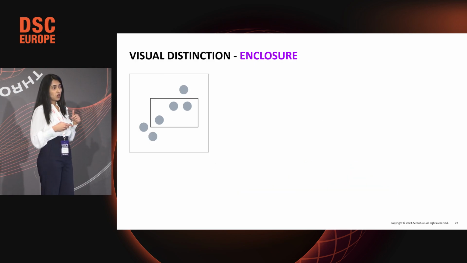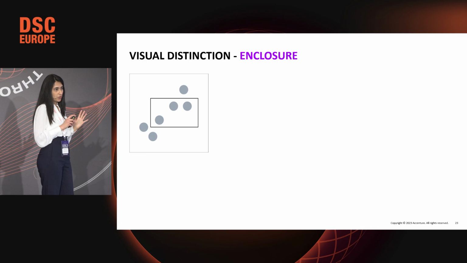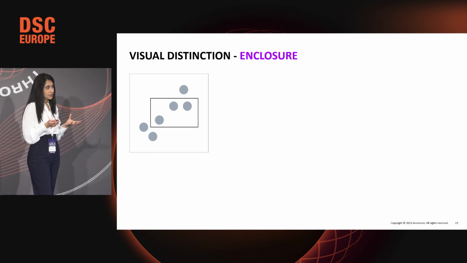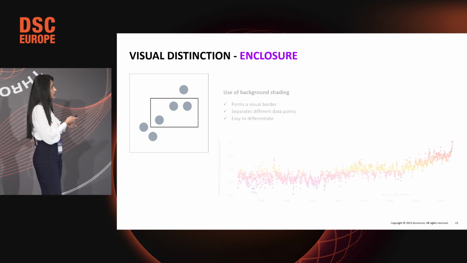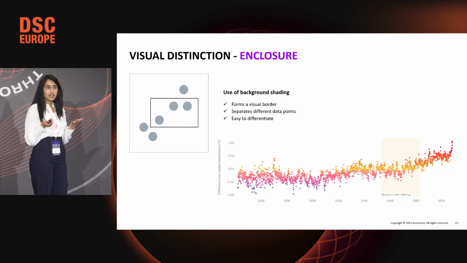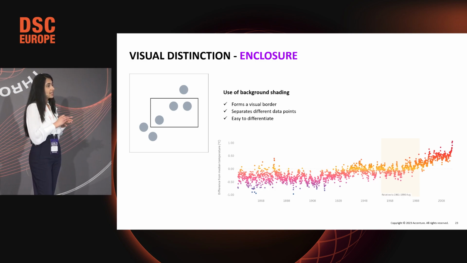Next one is something called enclosure. If you see there are data points, and you have a border around a few of the data points, you think that, okay, these are the points which are related to each other. When you want to implement this in your dashboard, you can use something called background shading. You have seen that in some visualizations where you have the actual values and the forecast values. The forecast values are always shaded together. This enclosure principle creates a visual border.